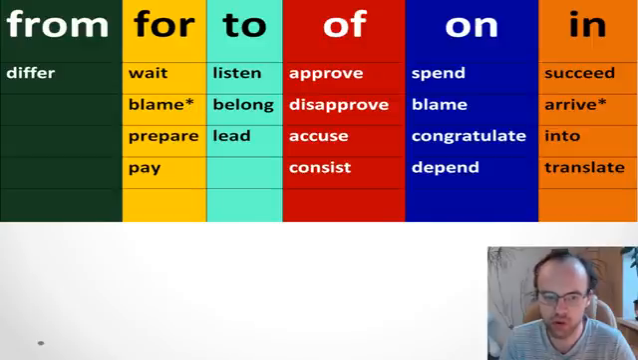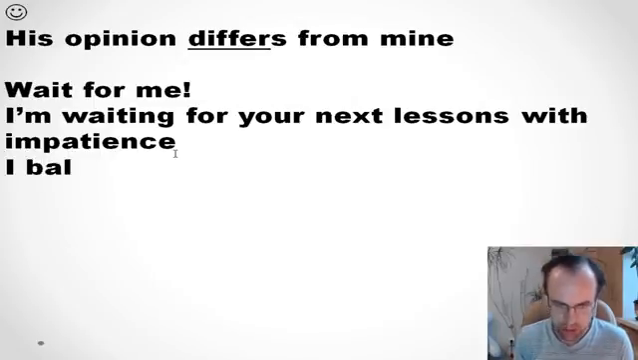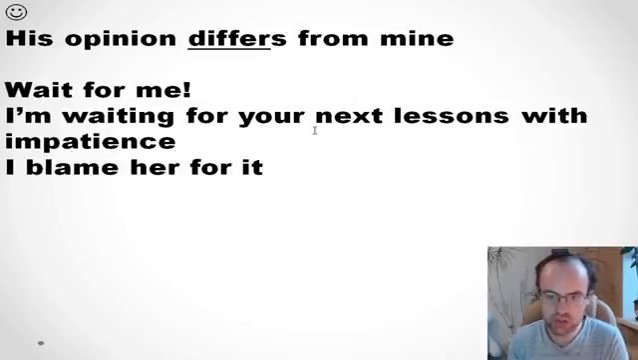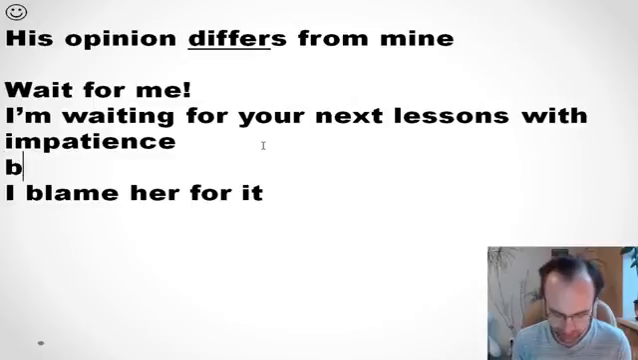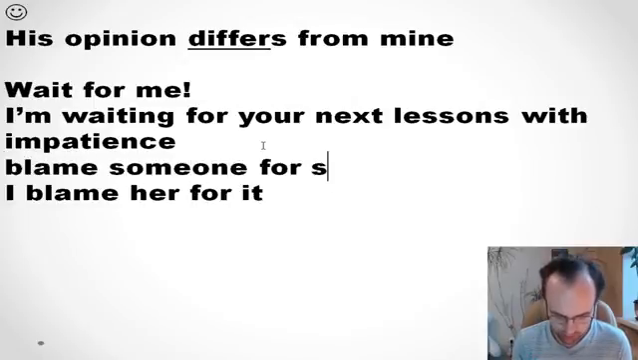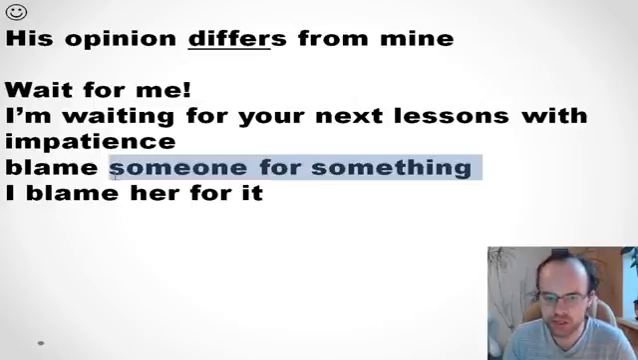So blame for. So I blame her for it. And you need to remember this structure. So blame someone for something. Blame someone for something. I blame her for it.